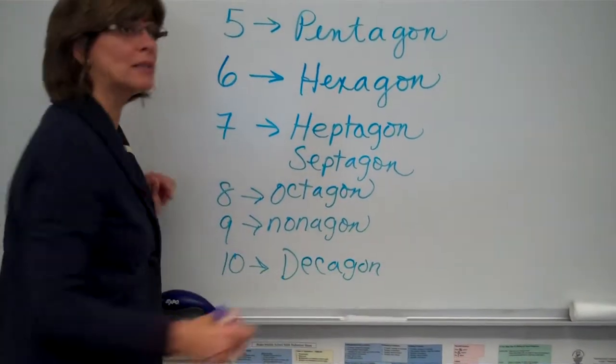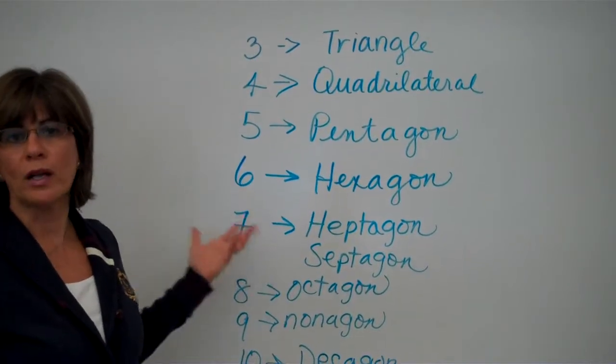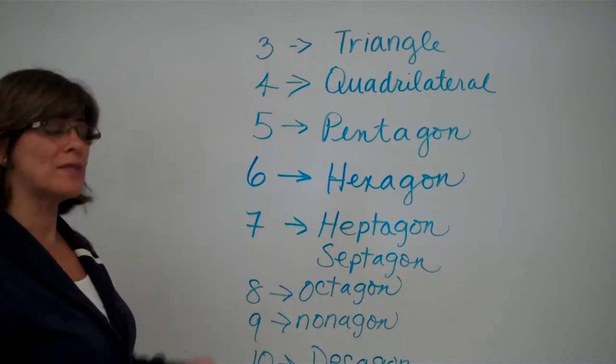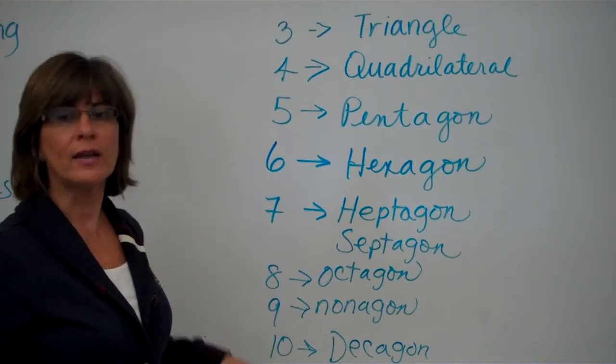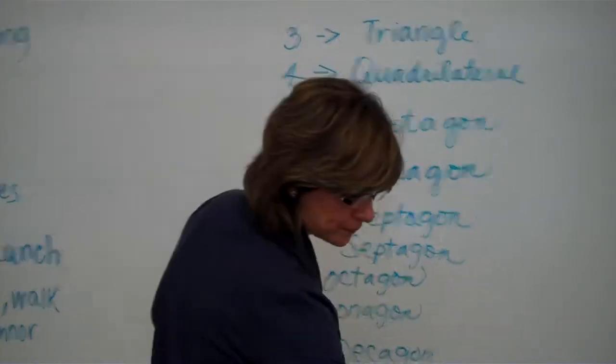And it keeps going. I have a list that I can show you in class, but it keeps going to a 15-sided figure. I know that a 12-sided figure is a dodecagon. The names get a little complicated. You're only required to know these.